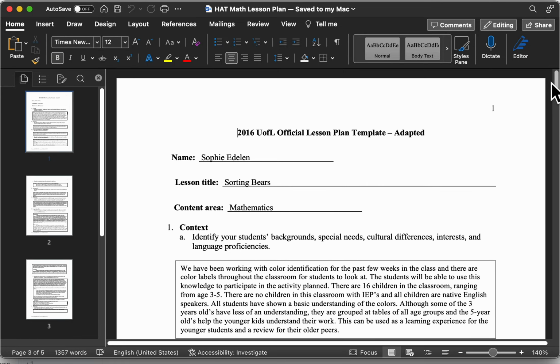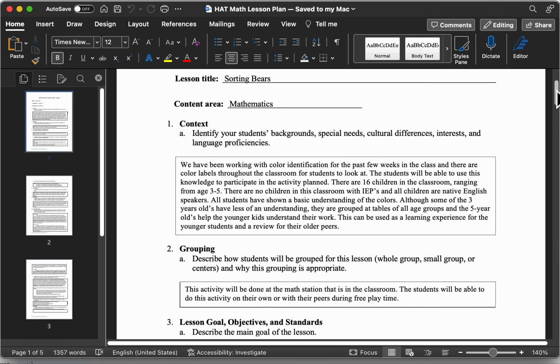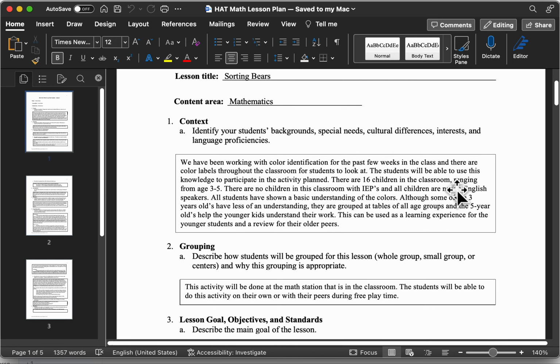Sophie, I've read over your lesson plan and have just a few little changes. I don't think it's going to let me edit here, but please take out the word native. It's not an appropriate term to describe children whose first language is English. You can just say that the children have English as their first language. So just take that out.